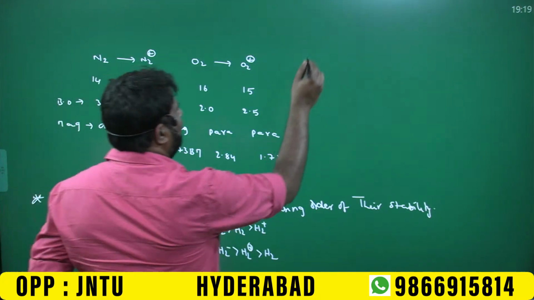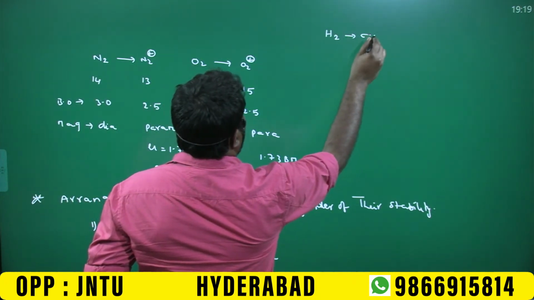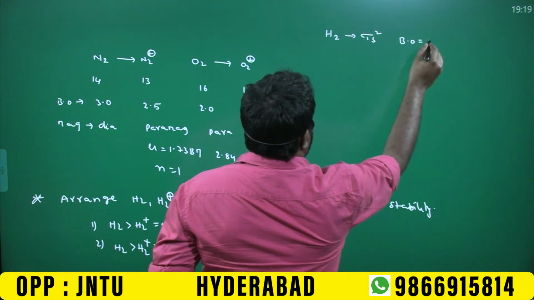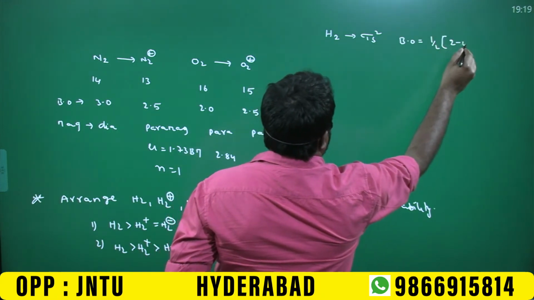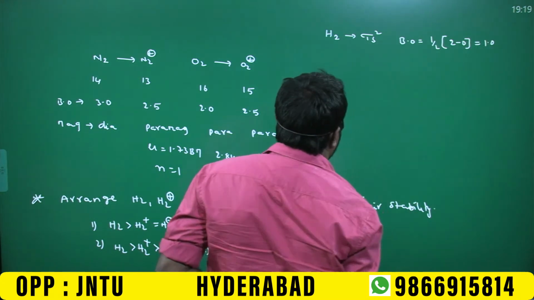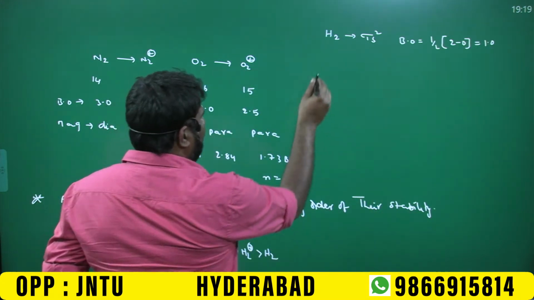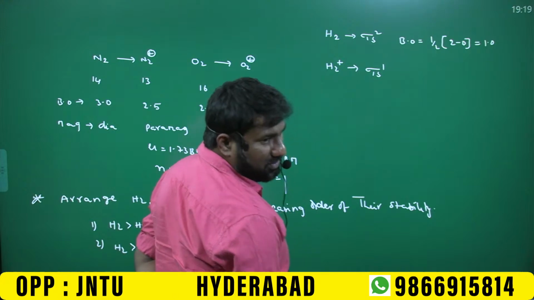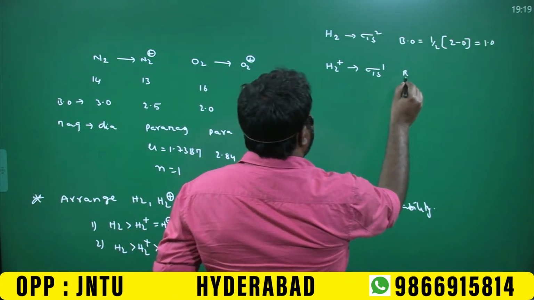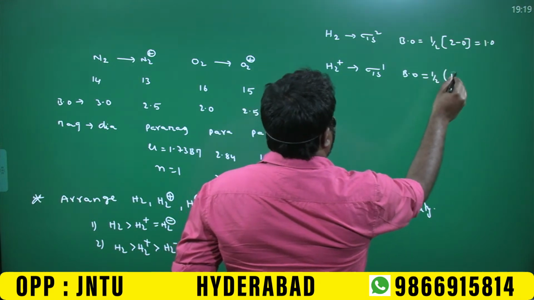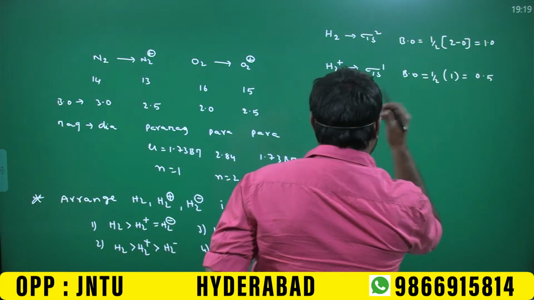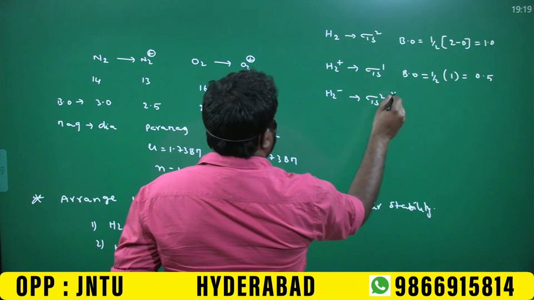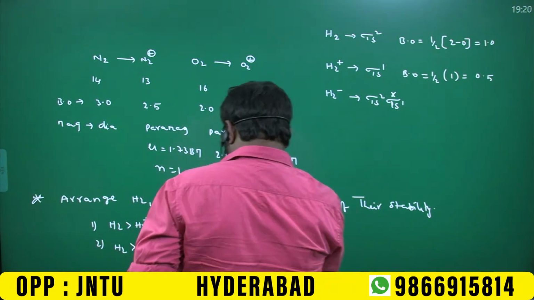చూడమ్మా, ఫస్ట్ థింగ్ ఏంటంటే H2 మీన్స్ ద ఎలక్ట్రానిక్ కన్ఫిగరేషన్ యూ ఆర్ గోయింగ్ టు రైట్ sigma 1s2. So coming to the bond order, number of bonding electrons 2 minus number of anti-bonding electrons 0, bond order is 1.0. Okay. While coming to H2 plus, we have only one electron, so we write sigma 1s1. Coming to the bond order, 1 by 2 into 1 equal to 0.5.